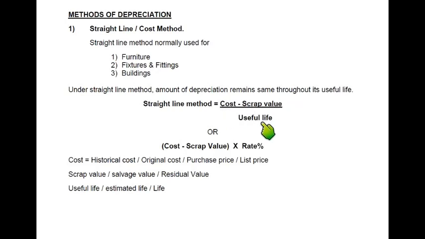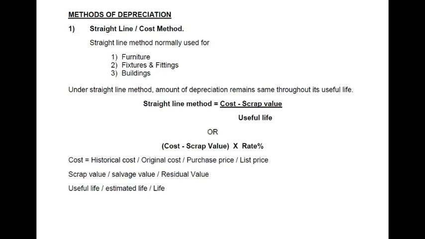The formula for the straight line method is cost minus scrap value upon useful life. Cost is the original cost at which we bought the asset. There are different words that can be used for cost: historical cost, original cost, purchase price or list price. All of these terms are used by the examiners. They will be deducting scrap value from the cost. Scrap value is also known as salvage value or residual value. It is the value at which the asset will be sold at the end of its life.